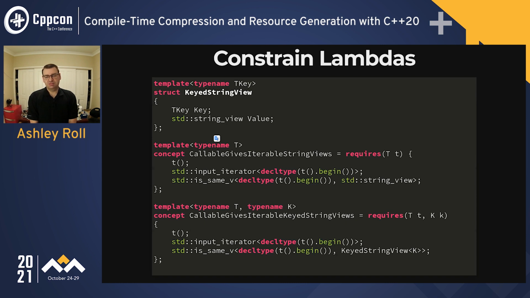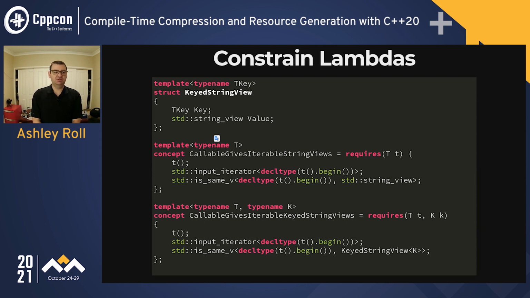So I said earlier that if we use that auto parameter thing, we can pass in lambdas. The only problem with that is it doesn't really give the caller any clear picture of what we're expecting. So we're going to leverage concepts here to make it a bit clearer to the end user of the function what we're expecting their lambda to generate. So if we look at the bottom one, callable gives iterable keyed string views. This is the concept that says I want a list, or I want an iterator that provides me a key value and a string view.